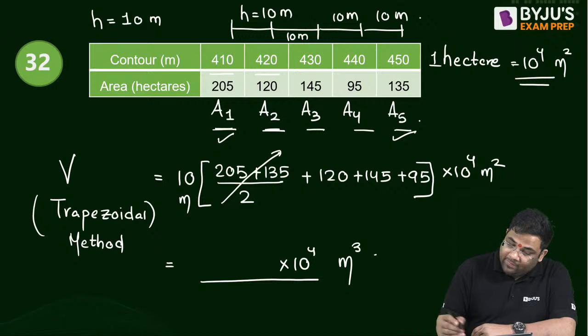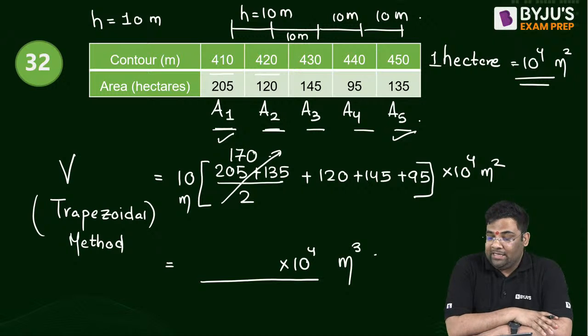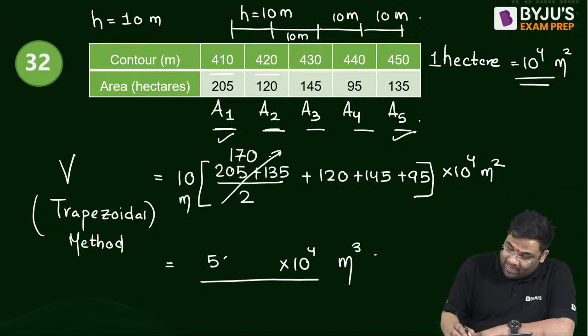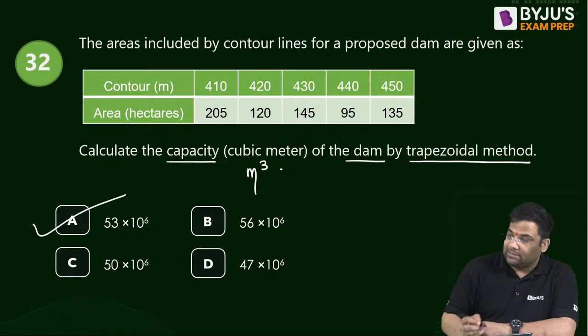340 divided by 2 is 170. So 170 plus 120 is 290, plus 240, that is 530. So this will come 5300. So 53 into 10 to the power 6 meter cube. So this is the right answer.